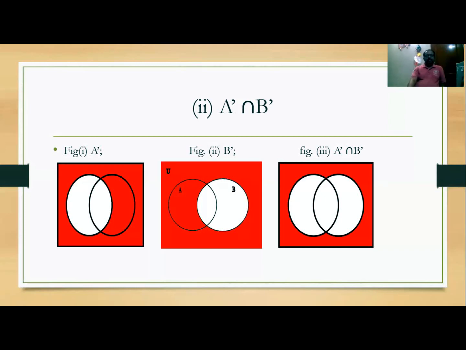So in the first figure, only the shaded region will represent A dash, the complement of A. In the same way, the second diagram represents B dash. B dash means again the set of elements which are present in the universal set but not in the set B. The complement of set B will be U minus B, meaning the set B is excluded from U. So again this shaded part will represent the required B dash.